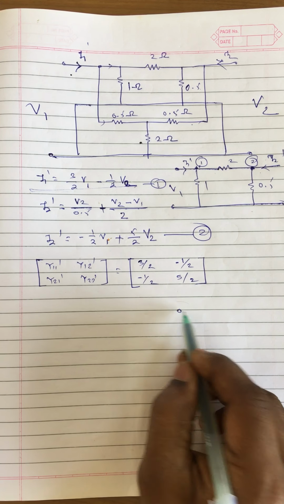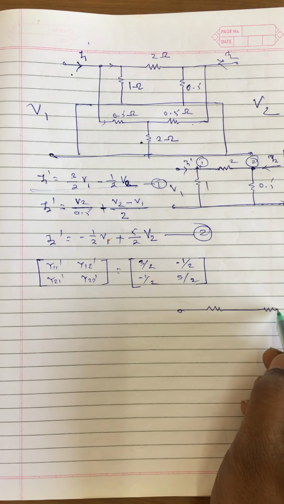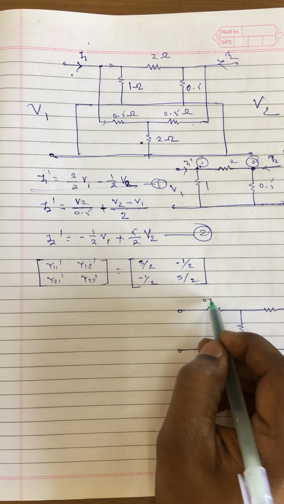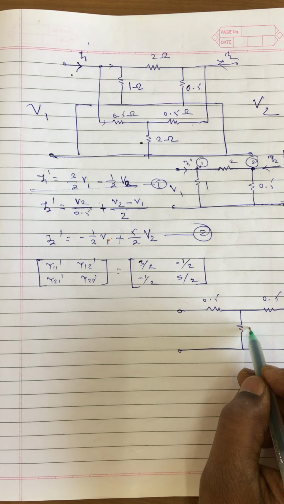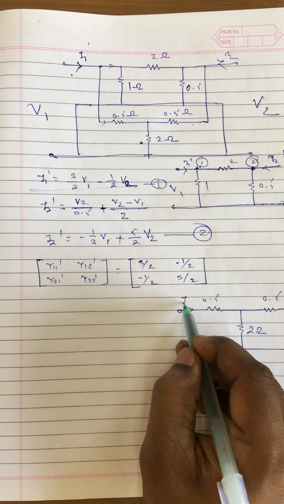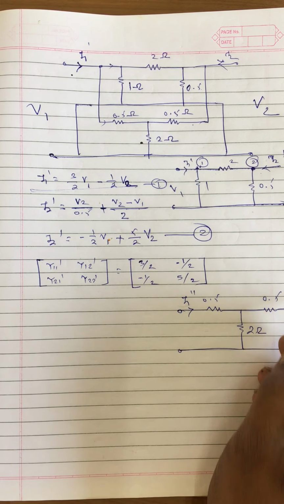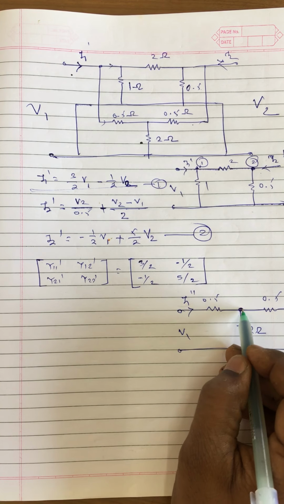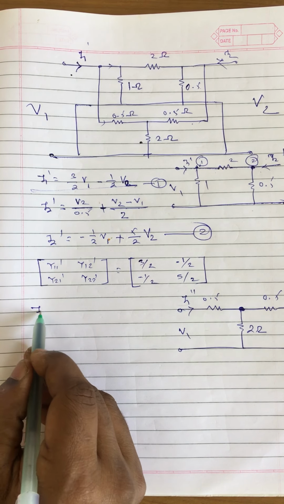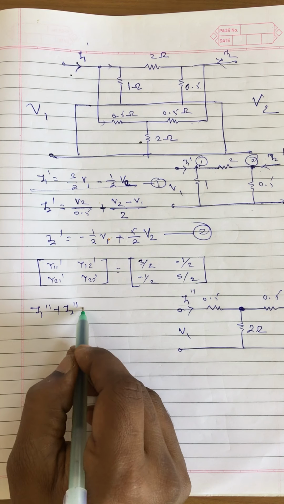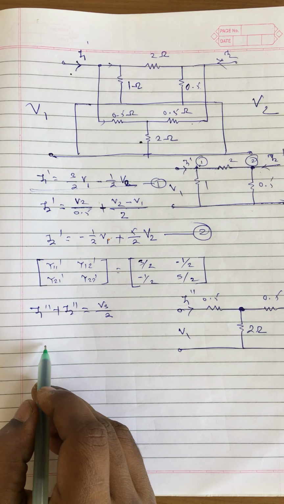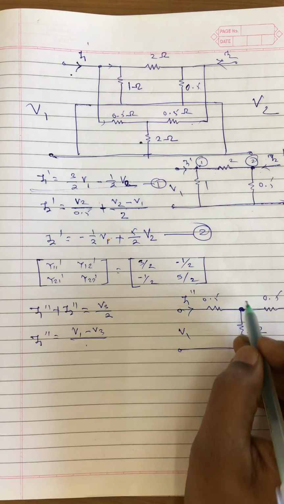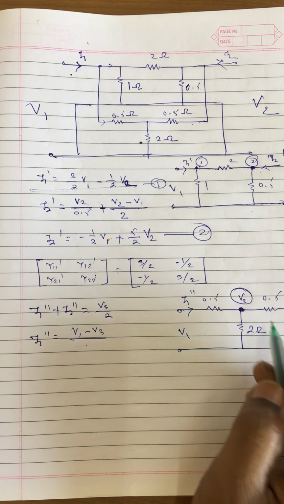So the other network is like this: 0.5, 2 ohm. Now this is I1 double dash, this is I2 double dash, this is V1, this is V2. We'll apply KCL at this single node. It is nothing but I1 double dash plus I2 double dash equal to V3 by 2. What is I1 double dash? I1 double dash is V1 minus V3, because on both sides there is a resistance.